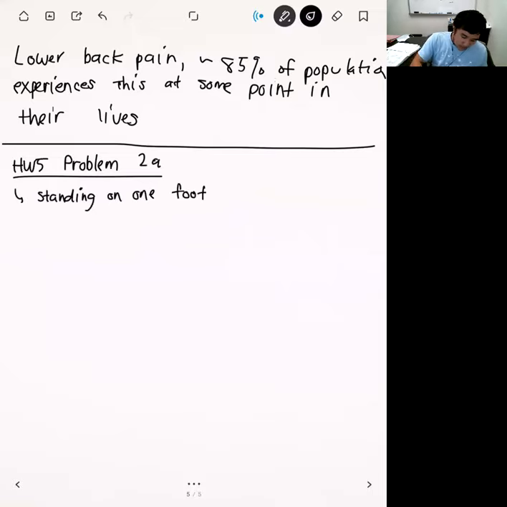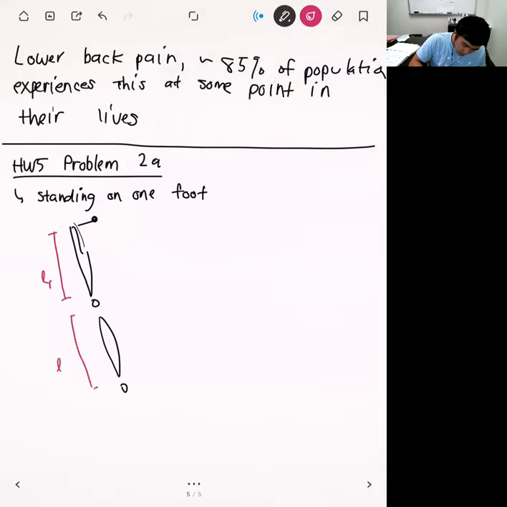And so the free body diagram for this looks like the following. Let's say that this length right here is L1, this length right here is L2, and this length right here is LM.